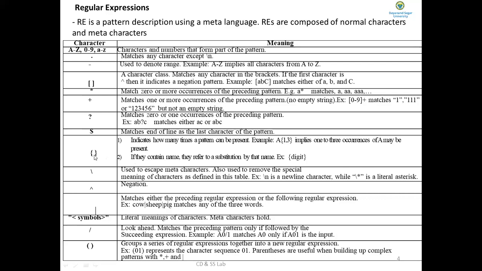Then another way of using this flower base, definition expansion. Okay. Inside this flower base, if it contains a name, then they refer to a substitution by that name. Say for example, inside this flower base, we have used the symbolic name digit, no? Then that will be expanded, okay, as the regular expression, say for example 0 to 9.